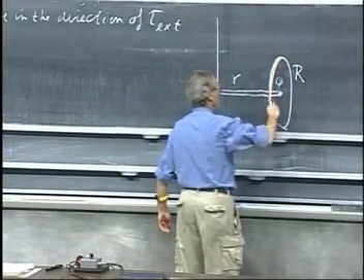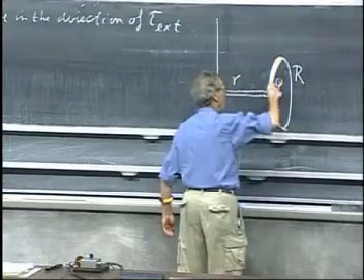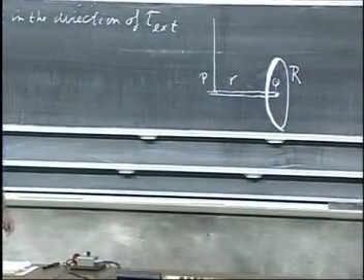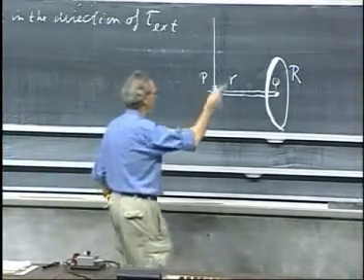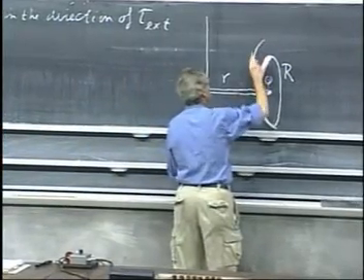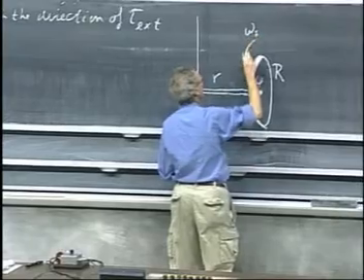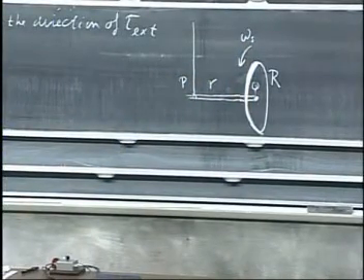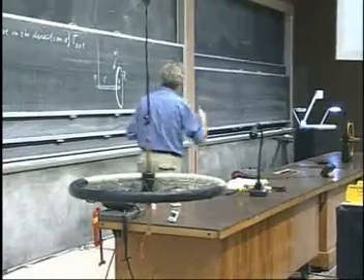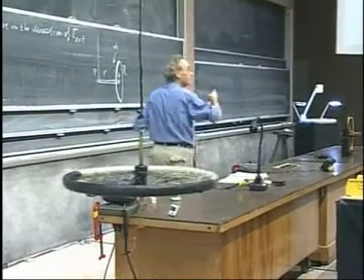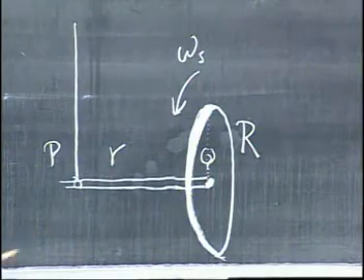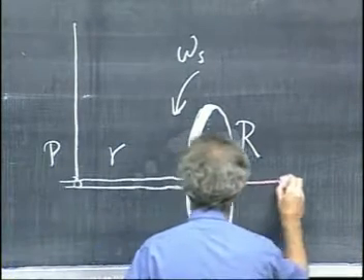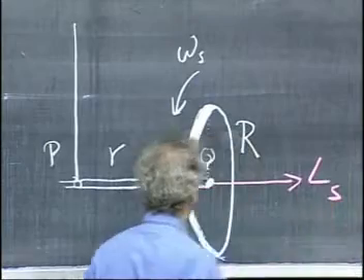And let this be the part of the wheel that is on your side. I try to make you see it a little bit three-dimensionally. Suppose now I give it a spin in this direction, omega s. S stands for spin. In what direction is now the spin angular momentum? Use your hands, your thumbs. Spinning in this direction, angular momentum is in this direction. That's the spin angular momentum, L spin.